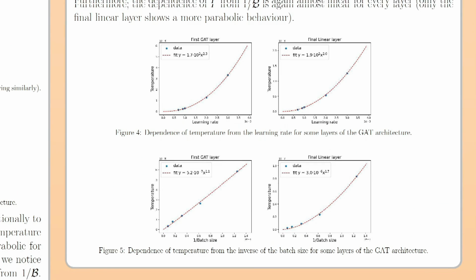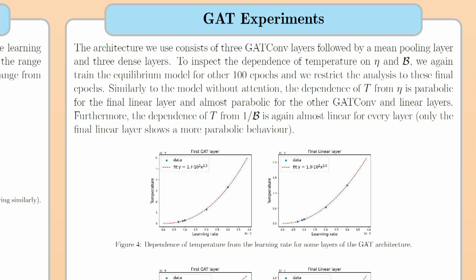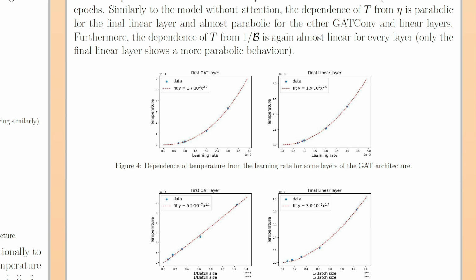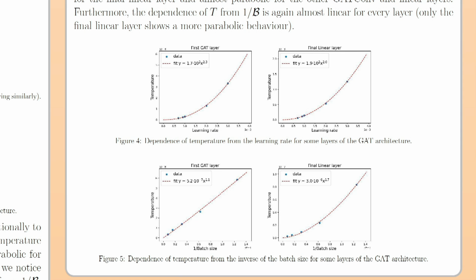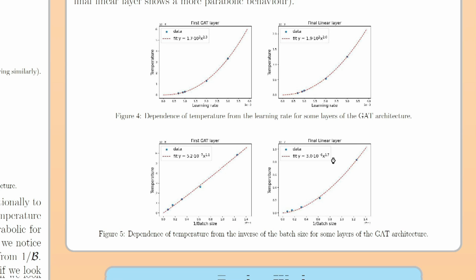In this other region of the poster, I simply show the same results by looking at the dependence of the temperature on the learning rate and the inverse of the batch size for the other architectures, including GAT convolutions. And we actually obtained similar results to the GCN architecture, because the dependence of the temperature on the learning rate is parabolic again, and the one on the inverse of the batch size is linear, and only between linear and parabolic for the final linear layer.